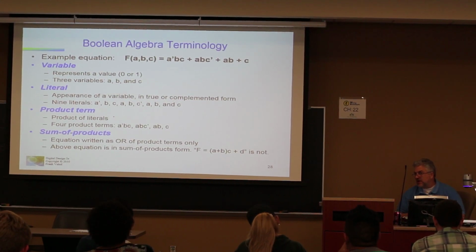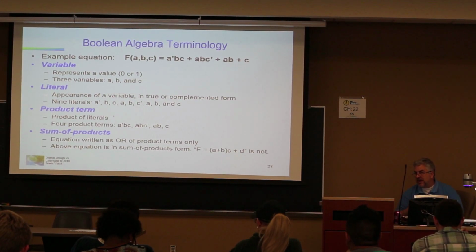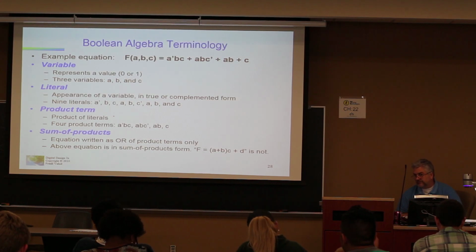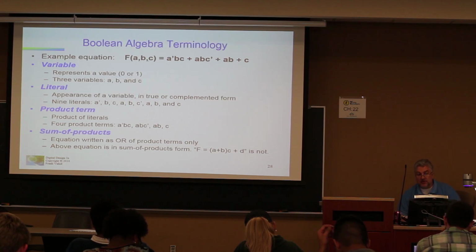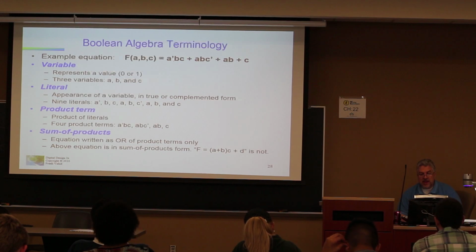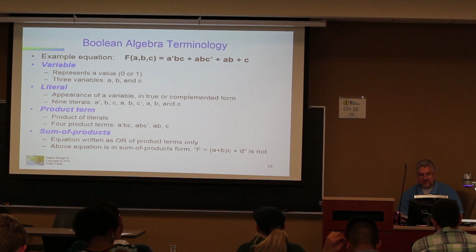Notice here I'm talking about a function with the inputs of A, B, and C. My variables are A, B, and C, which will be, of course, binary, 0 or 1. This is going to be the complement of A and B and C.